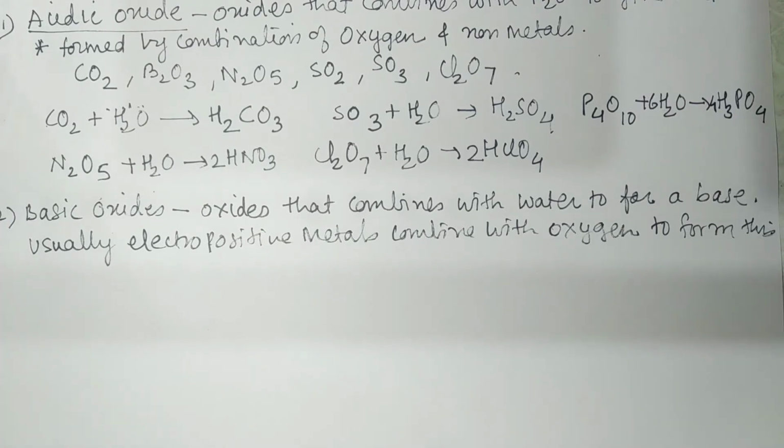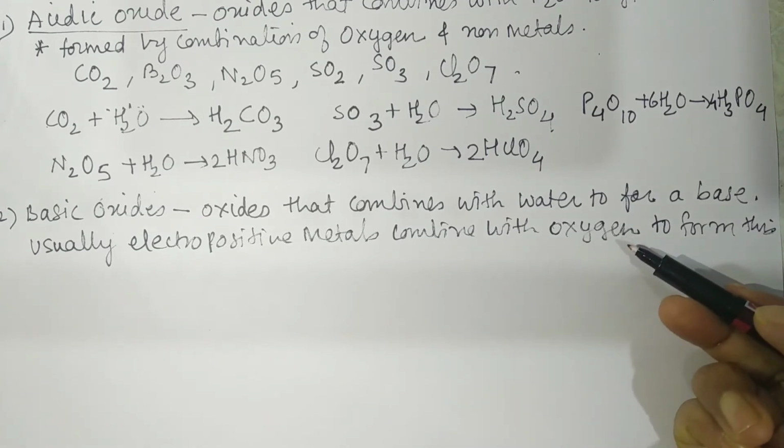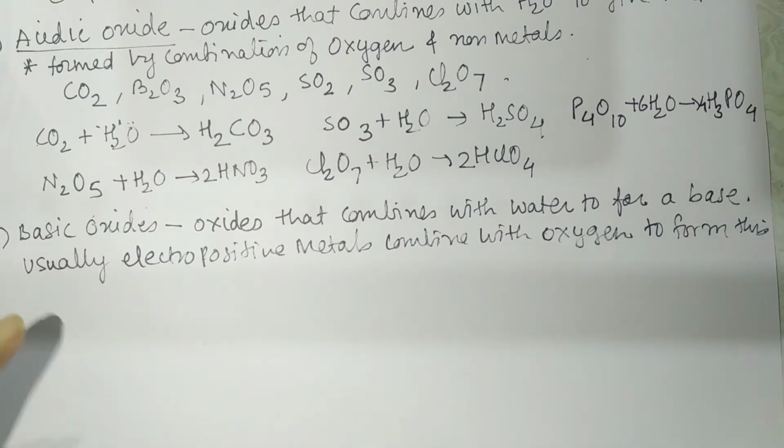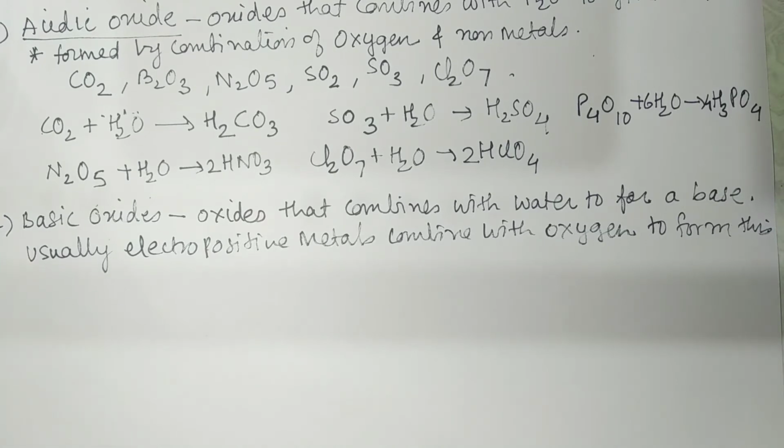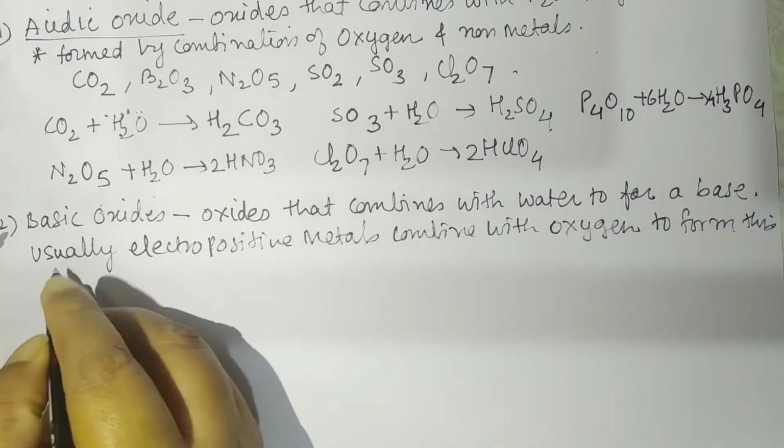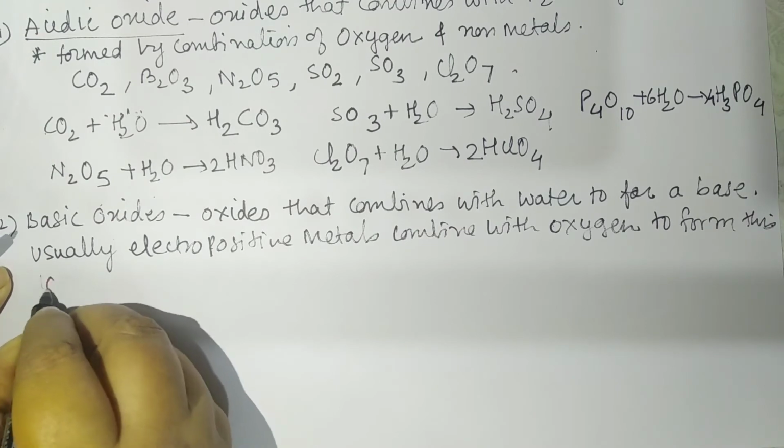And one very important thing here: oxygen is the second most electronegative element in the periodic table, and when I am talking about metals, they are on the extreme left-hand side, so the electronegativity difference is high, and therefore those basic oxides are usually ionic in nature.